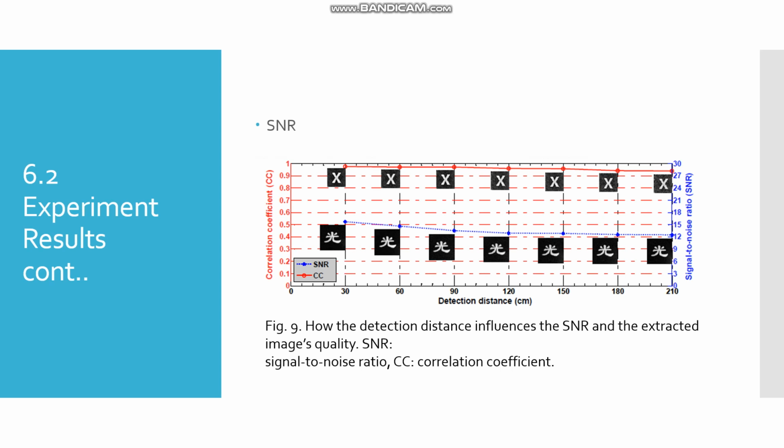Let's talk about it. So this is SNR. SNR is signal to noise ratio. When noise increases, the quality of the image decreases, so the correlation coefficient also decreases accordingly. As the distance increases, noise increases, so quality will degrade accordingly.